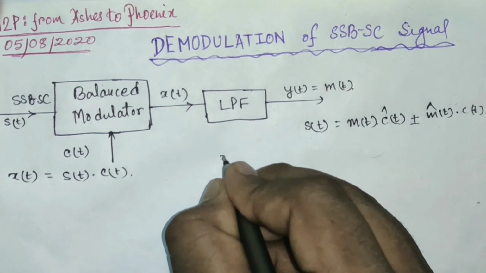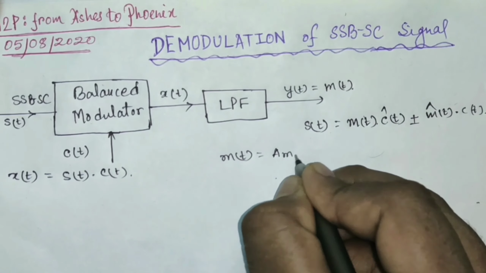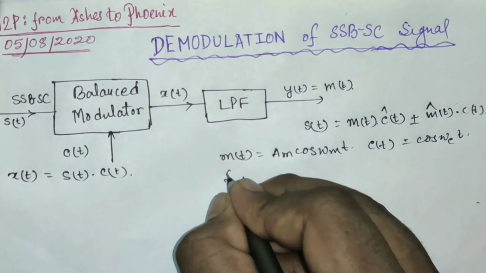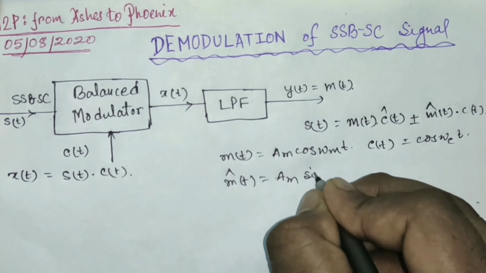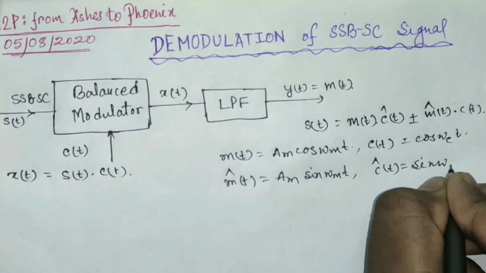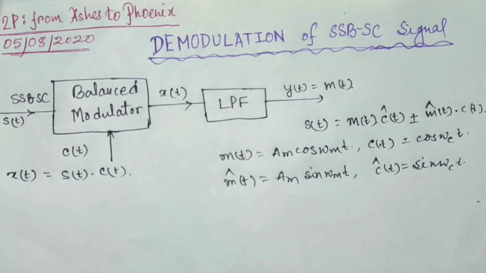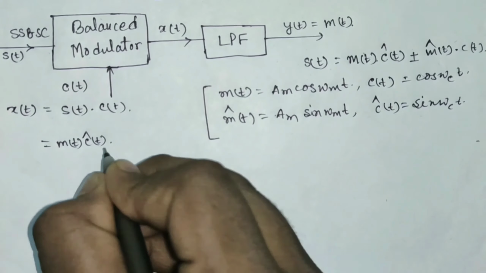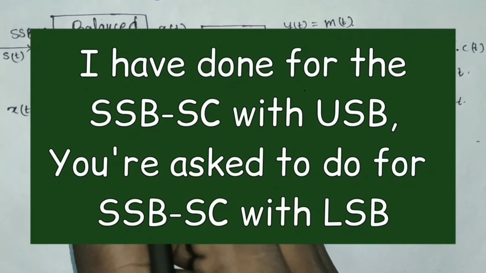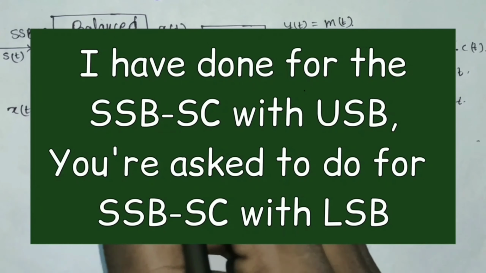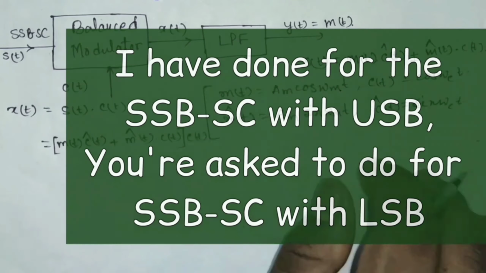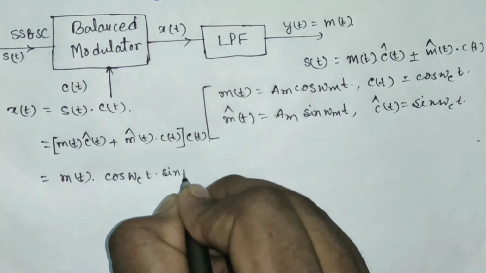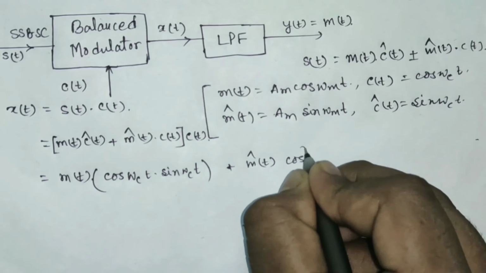Let us consider m(t) is Am cos ωm t and c(t) is cos ωc t. So m hat(t) will be Am sin ωm t and c hat(t) will be sin ωc t. Please watch the video I have created on Hilbert transform to understand this. So x(t) is m(t) into c hat(t) plus m hat(t) into c(t), that is m(t) into cos ωc t into sin ωc t plus m hat(t) into cos square ωc t.